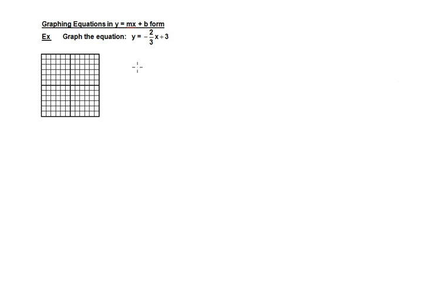In this video, I'd like to show you how to graph an equation that's in slope-intercept form. We've graphed equations by plotting two or three points, but whenever you have an equation in slope-intercept form, you can use the numbers, the slope and the intercept, to shorten that process. We can see with this equation that the slope, which is the coefficient of x, is equal to negative 2/3. So I'm going to write that out.